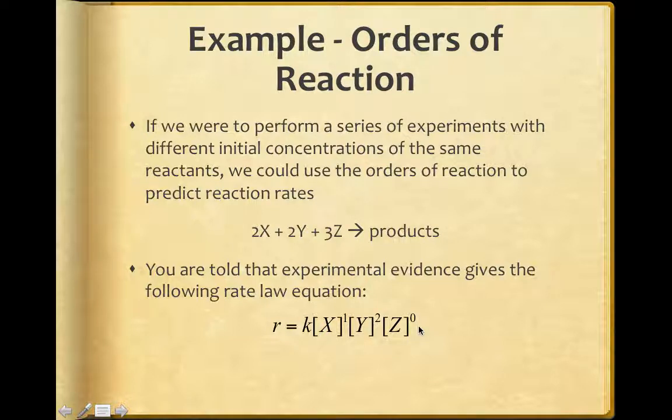What would the total order of this reaction be? If you thought 3, that's correct. It is 1 plus 2 plus 0, which gives us 3. So now, let's see what the order of the reaction tells us.